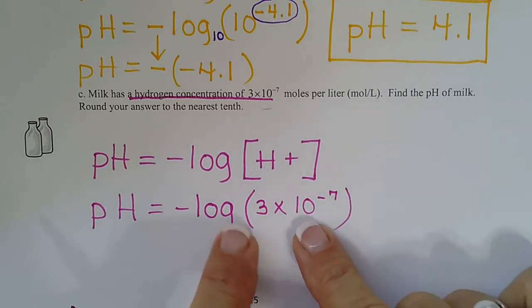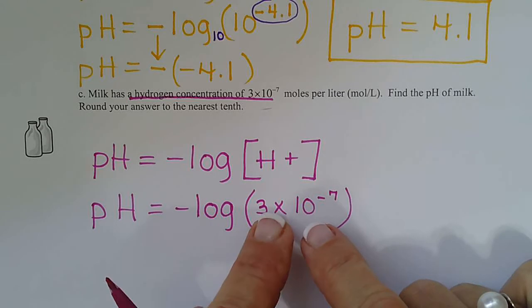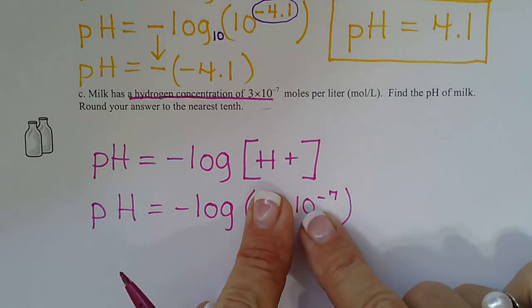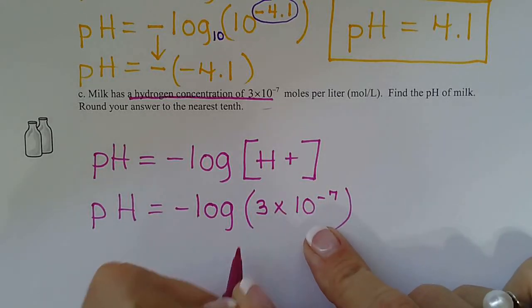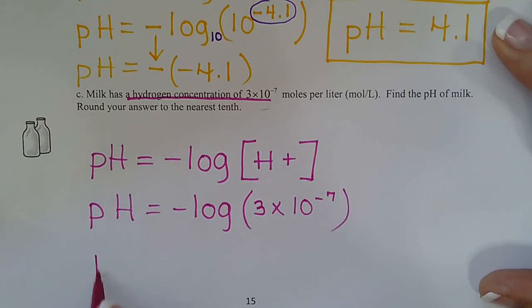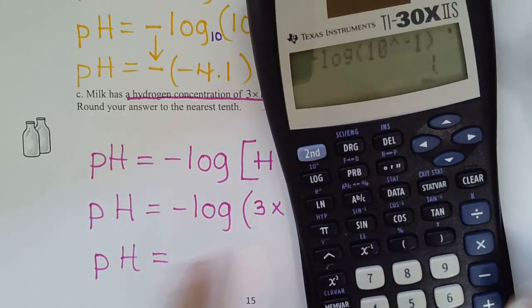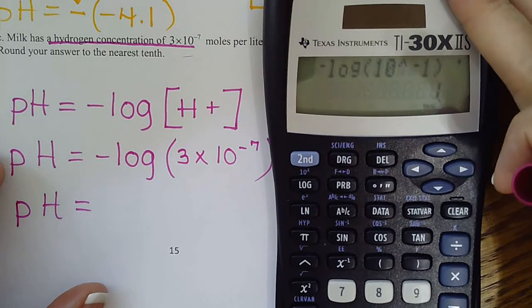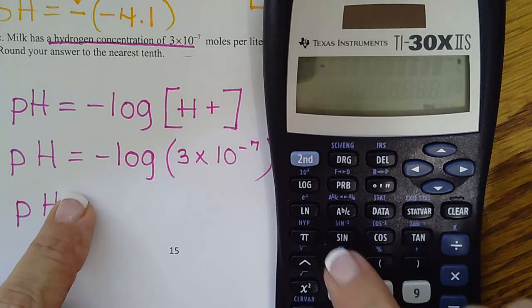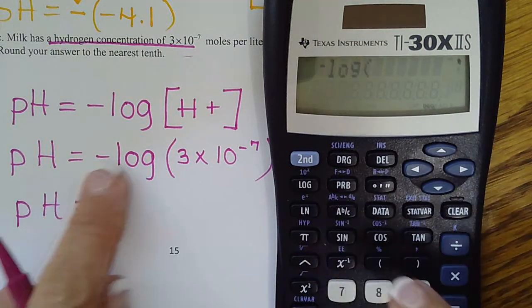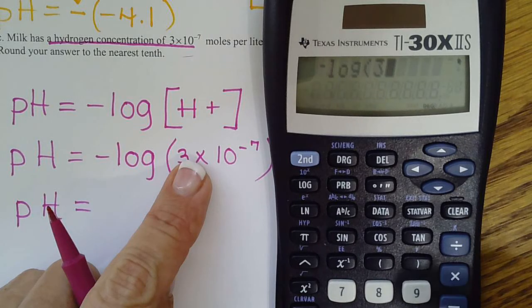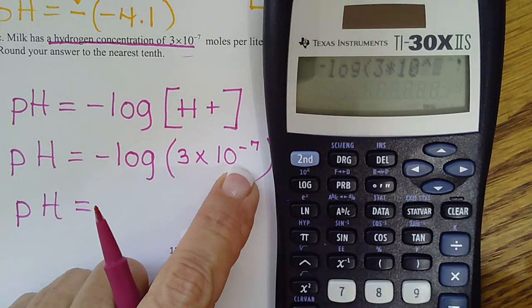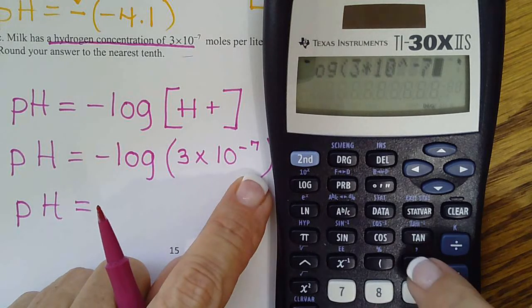So now we can't use the base formula because there's that 3 in front. Now, if the 3 wasn't there, yes, then we could. But that 3's in front, so we're actually going to have to type it in the calculator. So pH equals, okay, so we have a negative, we have a log, parentheses are already open, so 3 times 10 caret negative 7. Close your argument.